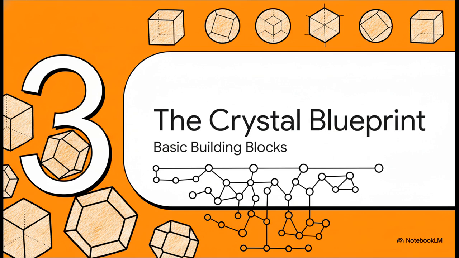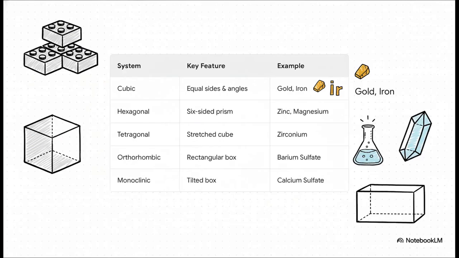But it turns out there's a pattern even to the patterns. Nature is incredibly efficient. Even though there are countless different materials out there, almost every single crystalline solid, the ones with that perfect order, is built from just 7 fundamental blueprints. Just 7 basic crystal systems. Think of these as the official Lego bricks of the material world.